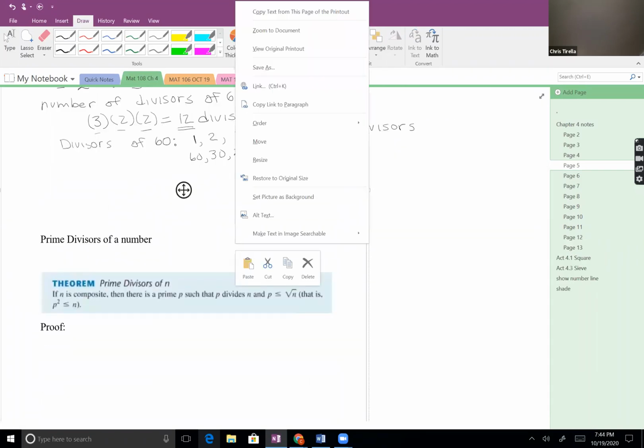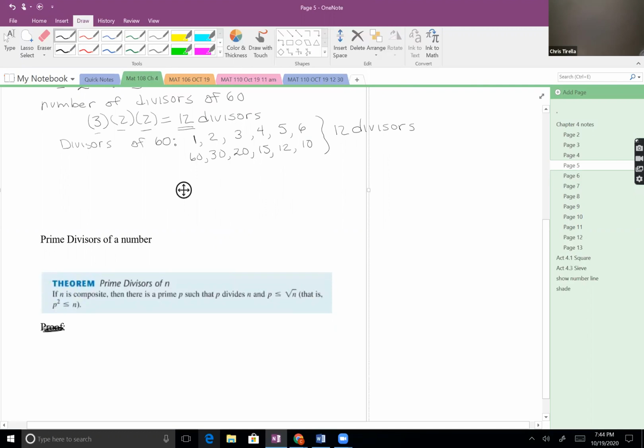And this one we're not going to prove. We're just going to state it. And it says the prime divisors of n. If n is a composite number, then there is any prime p, if p divides n, and p is less than or equal to the square root of n, so that p squared is less than or equal to n.